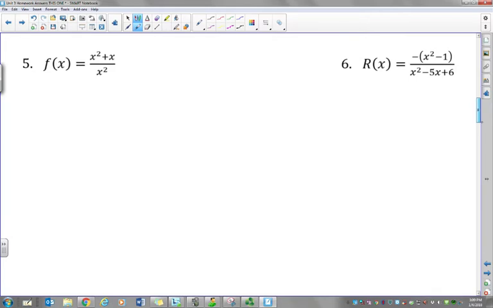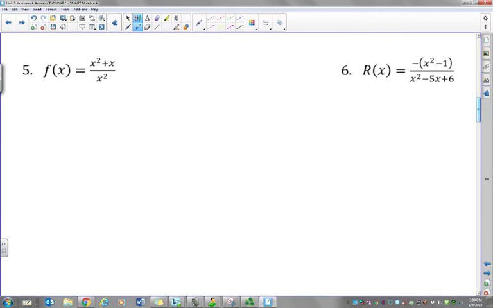Just another reminder before we jump into the harder ones: the horizontal asymptote, the HA, has to do with the powers, right? The powers are degrees. For example, for number 6, since our powers equal each other, we just use the numbers in front. The numbers in front are an invisible -1 and a positive 1. So y equals -1 over 1.